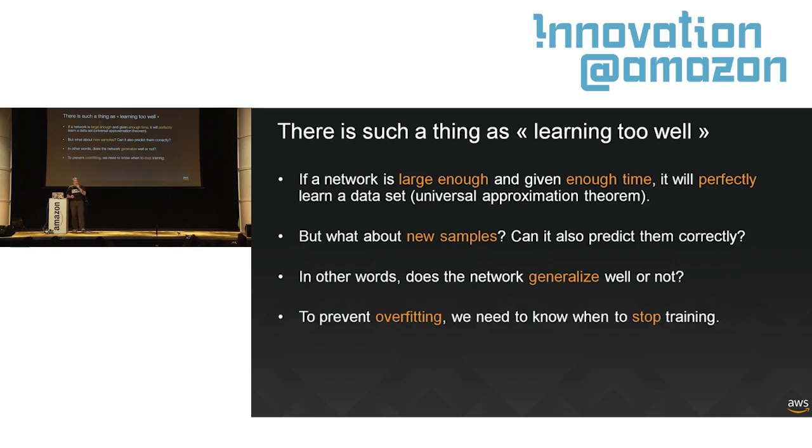It depends. If you train it too well, then you're going to run into a problem called overfitting, which is a well-known machine learning problem. And that problem is you learned the training data set so well that it's too perfect and you cannot successfully predict new samples.